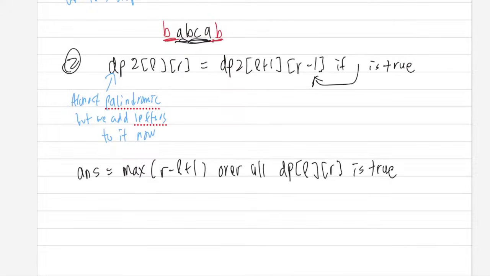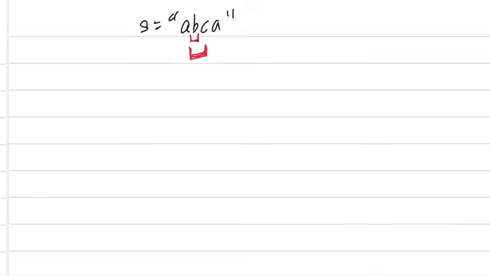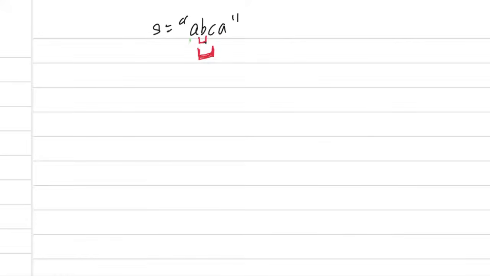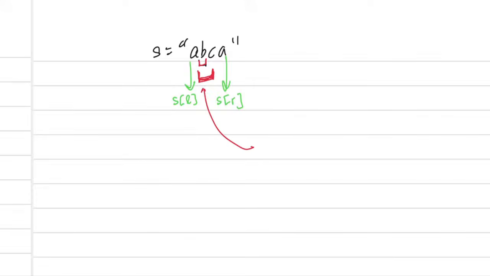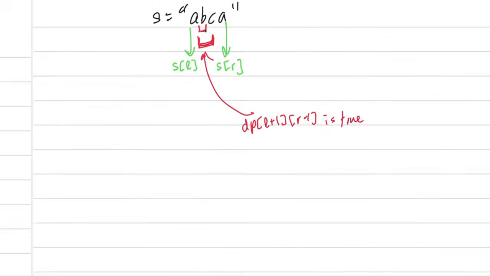and S of L equals S of R. So we see that here, right? That's S of L. That's S of R. We see that that is equal, and we know that for BC, DP of L plus 1, R minus 1 is true, if we consider L and R as the first and the last letters. And so from this, we have all the conditions we need to make the second transition.